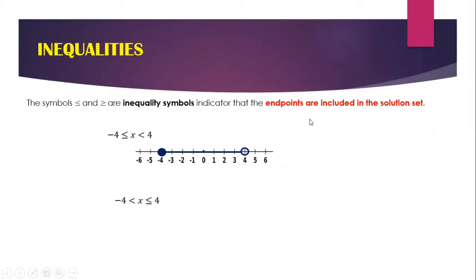So, how about this one? X is greater than minus 4, and X is less than or equal to 4. Look at this diagram on the number line. Do you understand, Sunil?